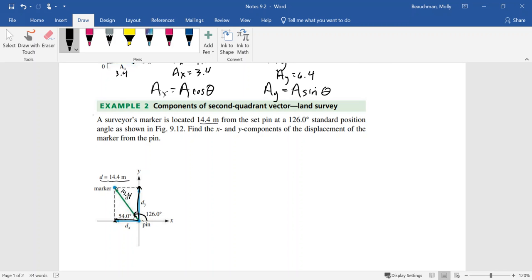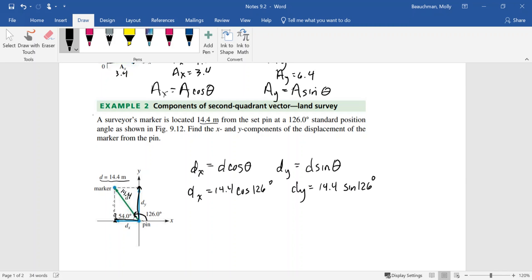They also happen to be, if you draw a perpendicular, the two sides of a right triangle, and 14.4 is the hypotenuse. So we're using d sub x and d sub y. To find d sub x, we take the vector length d times the cosine of the angle. To find the y component, d sub y, we take d times the sine of the angle. So for our x component, we're going to take 14.4 times the cosine of 126 degrees, and for our y component, we take 14.4 times the sine of 126 degrees.